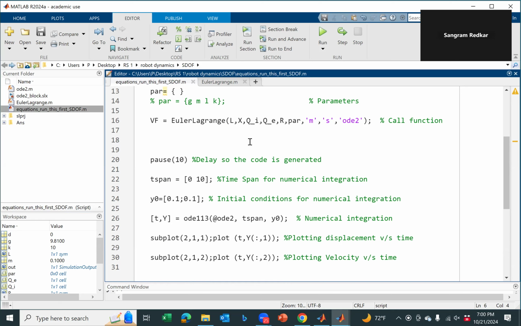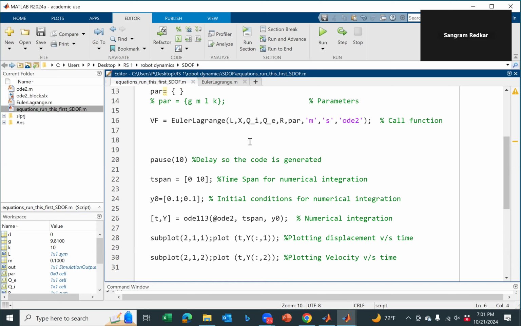M indicates that we are going to create a .m file, so it will generate a MATLAB file. S indicates a Simulink function, so that this code will generate a Simulink function. And what would be the name of that MATLAB file and the name of the Simulink function? The name would be ODE2.